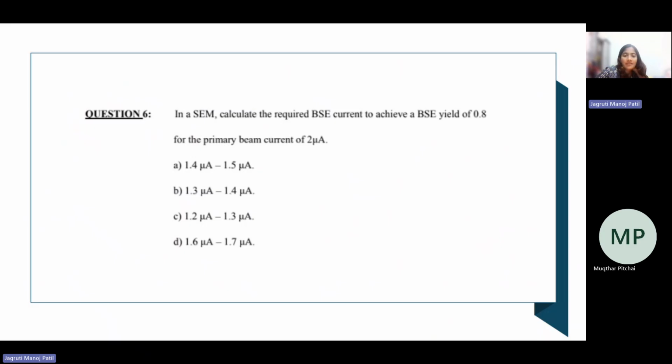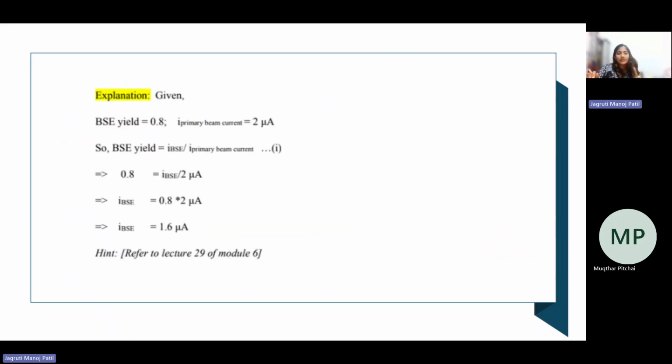Okay. So in SEM, calculate the backscattered current. I guess we didn't see that, but to achieve the backscatter yield of 0.8 for a primary beam to have a current of 2 microamperes. So what to do for that? It's just a direct relationship between current and yield.